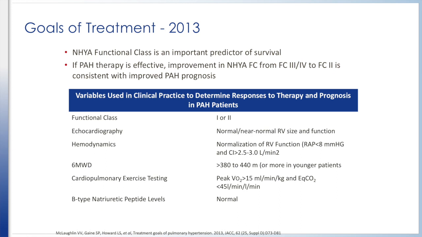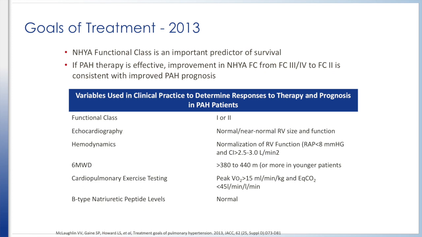So our goals really in trying to get patients to and determine what their responses are is, first of all, function class. We want to get them down to a World Health Organization function class 1 or 2. Echocardiographically, we'd like to see ideally a normal or near normal RV size and function. Hemodynamically, we really want to try to get the patient up to a cardiac index of at least 2.5 liters per minute per meter squared and get their right atrial pressure below 8 millimeters of mercury. We'd like to see them walk, as far as their 6-minute walk distance, greater than 380 meters.